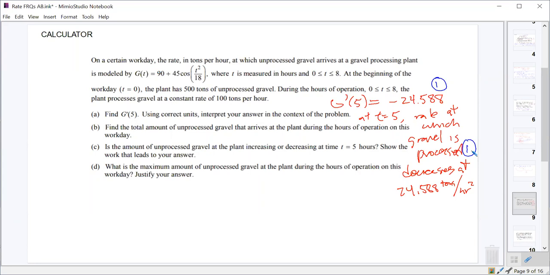Good or no? Just a small question. Would the derivative of G of t be the rate gravel is processed or the rate gravel is arriving? Because G of t is the rate gravel is arriving. That's the rate it's arriving, not that. Sorry. I just wasn't reading the question. The rate at which gravel is arriving decreases that.